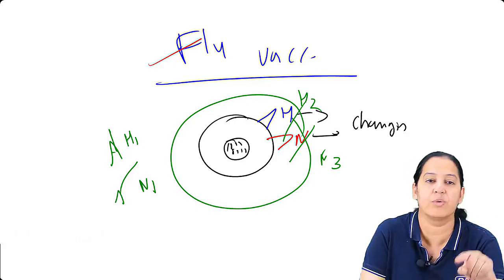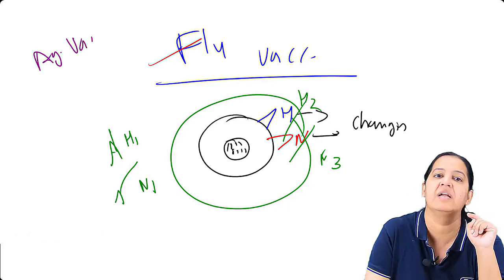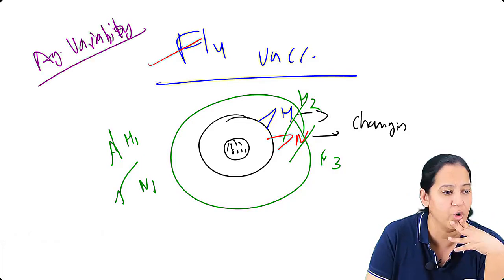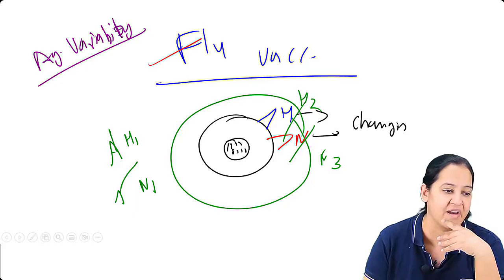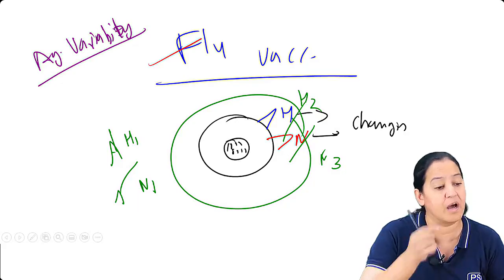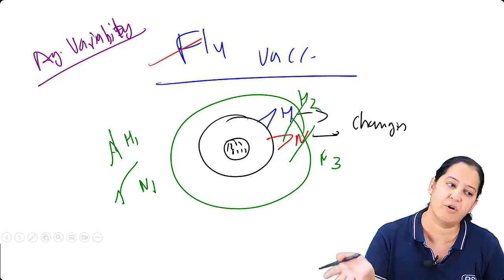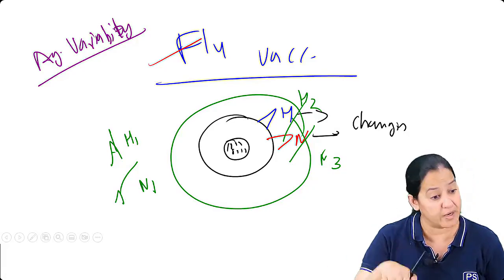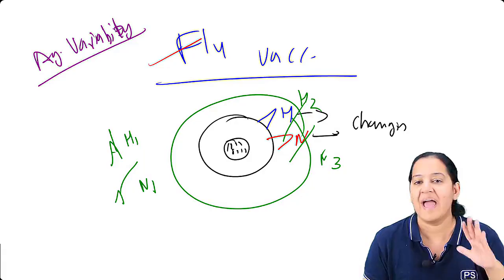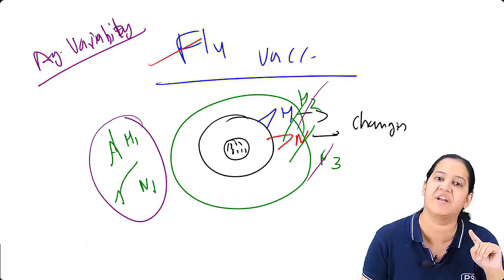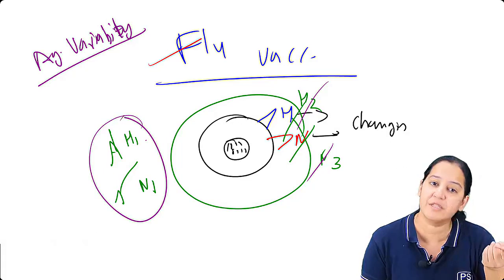And this is known as antigenic variability. That's what we are seeing in COVID also. Every time a new strain is arising. Nowadays we hear a new strain is there. So the people who are vaccinated for the old strain, the vaccine is not working for the new strain. So that is a problem. H and N keep on changing. So you are vaccinated for one particular H and N. Your body has the antibodies for that H and N.